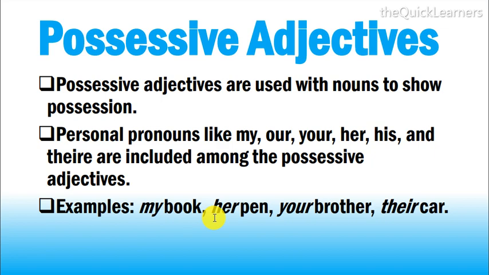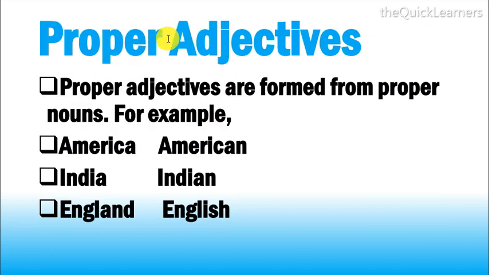Let's move towards the proper adjectives. Proper adjectives are formed from proper nouns. For example, America. This proper noun can be converted into a proper adjective: American. India is a proper noun and it can be converted into a proper adjective: Indian. England, English. China, Chinese.